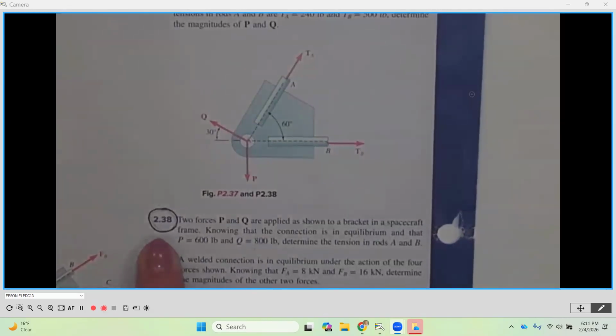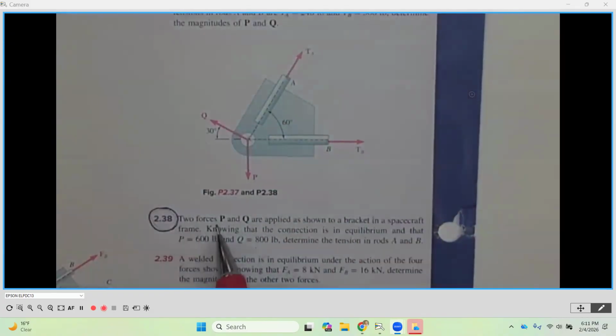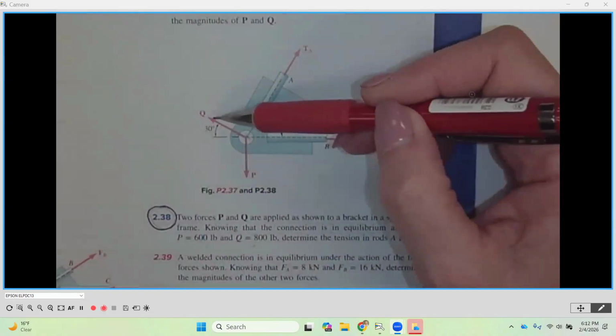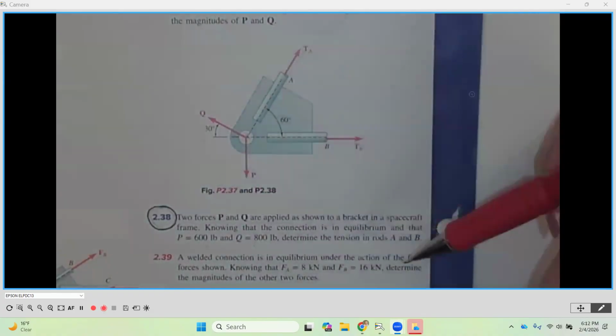Okay, so the first problem we're going to be looking at here is going to be problem 238. We want to set this up and get you started so that you can continue to finish this up. This is one of your application problems for Module 3 that you will be handing in. So the illustration is up here, okay? It says two forces, P and Q, are applied as shown to the bracket in the spacecraft frame.